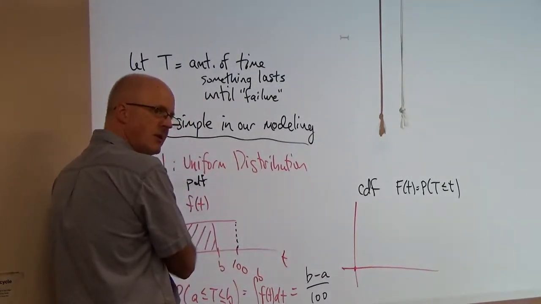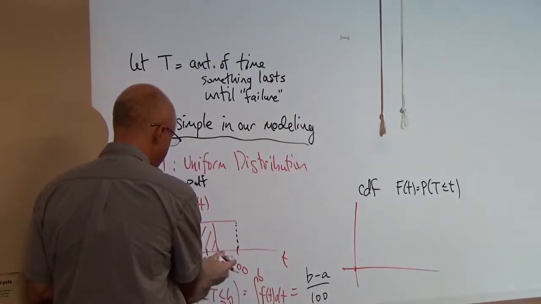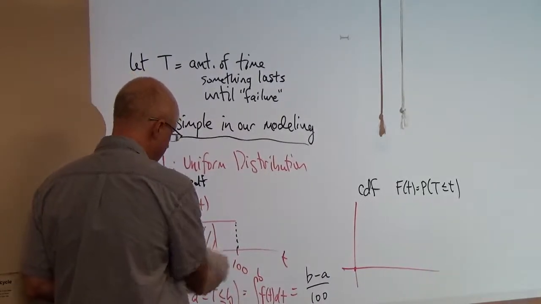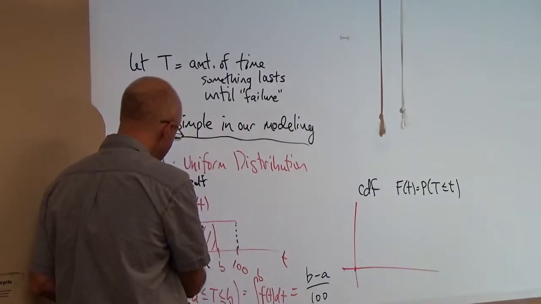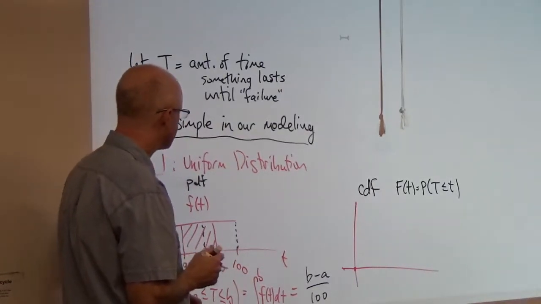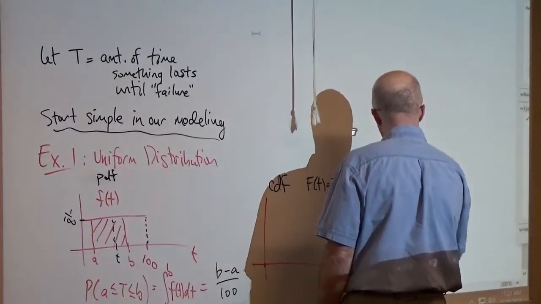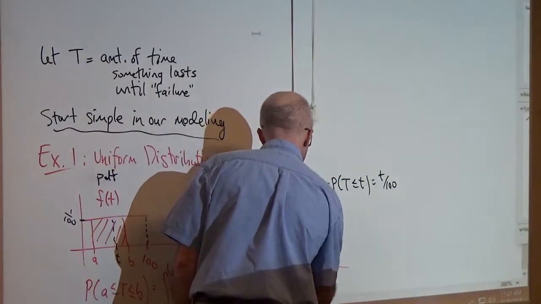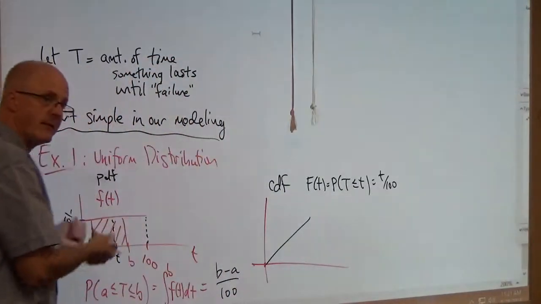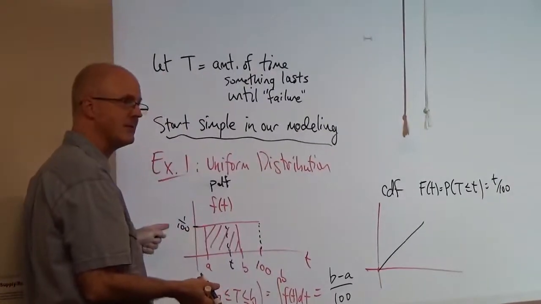It's going to be t over 100. If I go up to some unspecified number, little t, the area of the rectangle from 0 to t for the base and a height of 1 over 100 is going to be t over 100. The formula for this is going to be t over 100. It's going to be a straight line with a slope of 1/100. It's an antiderivative of this. The derivative of the CDF has to be the PDF.